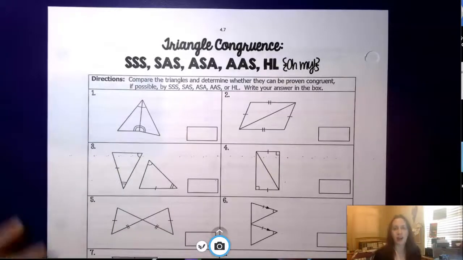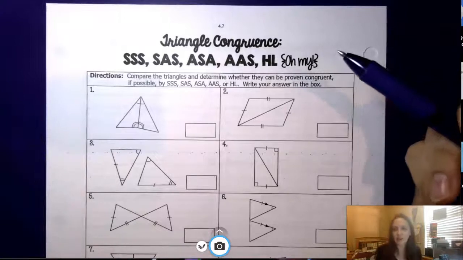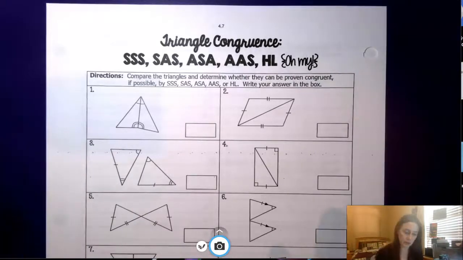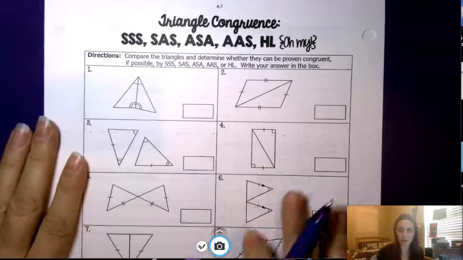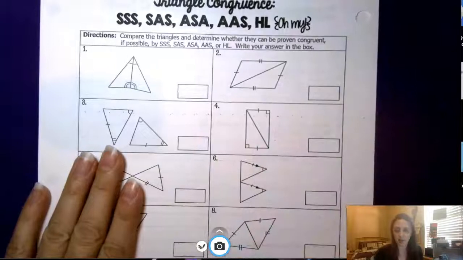Welcome. We are starting notes 4.7 on page 165 today. So go ahead and open up to this page. Now, I'm only going to do half of this page because this is a review page. So you're going to have to take a picture of the second half and submit it to me.